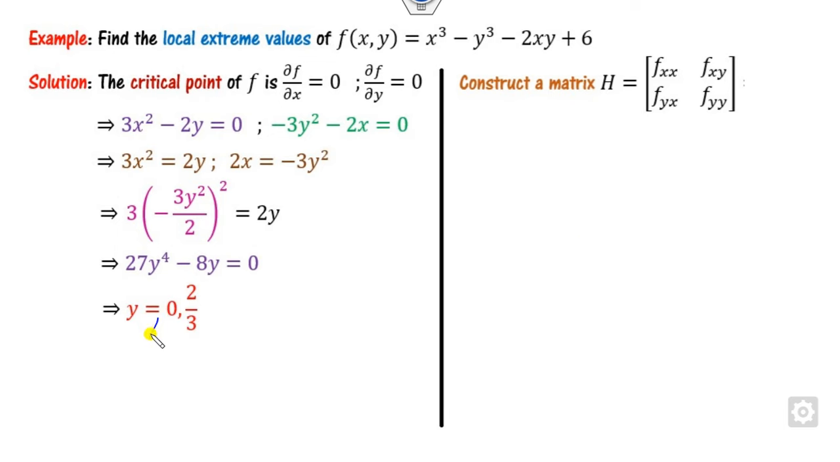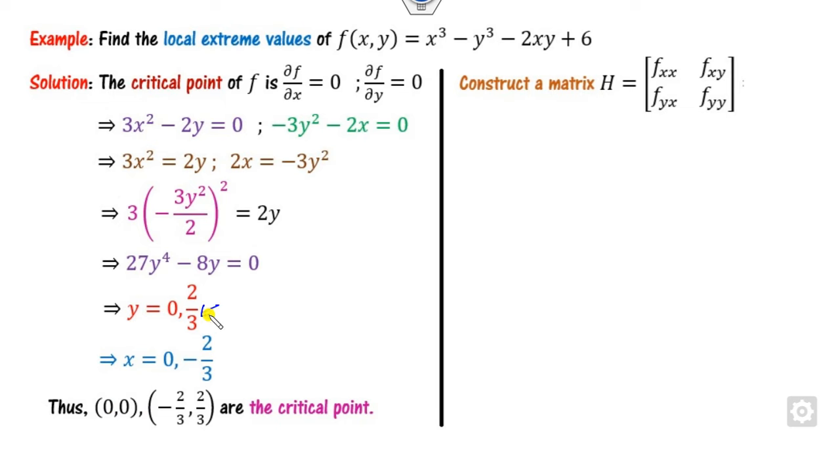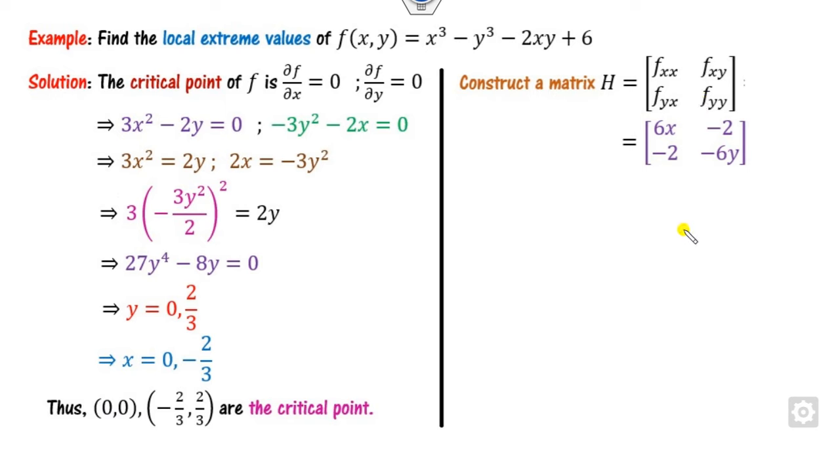So when y is equal to 0, what is the value of x? I can substitute here, so x will be 0, and when y is equal to 2 by 3, you can substitute x is minus 2 by 3. So what are the pairs of this? When x is 0, y is also 0. When x is minus 2 by 3, y is 2 by 3. These are the critical points. We can find the value of here, this there.